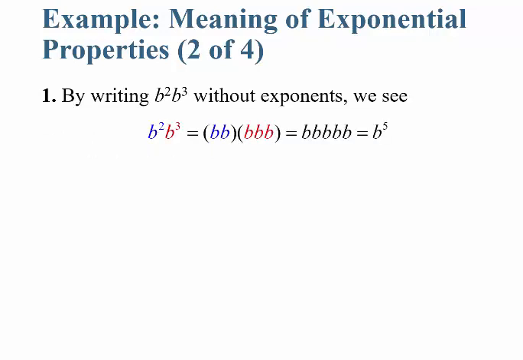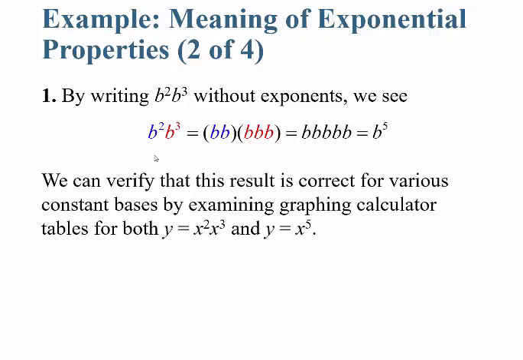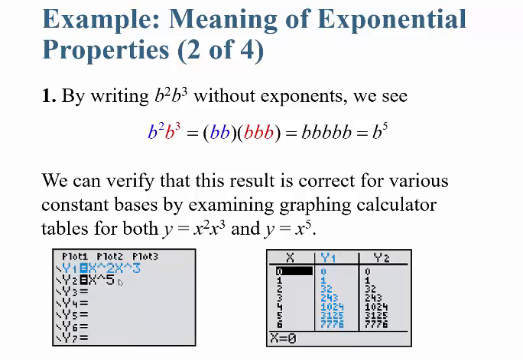All right, the first one here. By writing b squared and b cubed without exponents, we see that b squared times b cubed is equal to 2 b's times 3 b's, which is 5 b's multiplied together. So 5 b's multiplied together is indeed b to the fifth power. That's how 2 plus 3 gets you 5 when you're multiplying. You can verify this result is correct for various constant bases by examining graphing calculator tables for both of these. If you put in your graphing calculator x squared times x cubed and then just x to the fifth, you would see that for individual x values, they are equivalent. So these are equivalent statements.